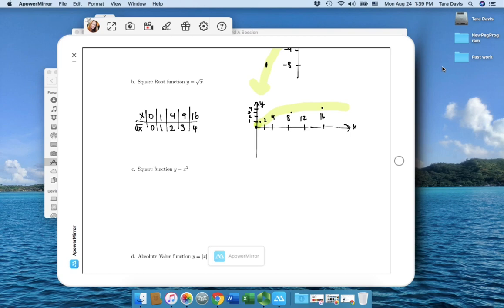So this is the basic shape of the square root function. Please keep it in mind. And also, the domain and range is only values greater than or equal to 0.